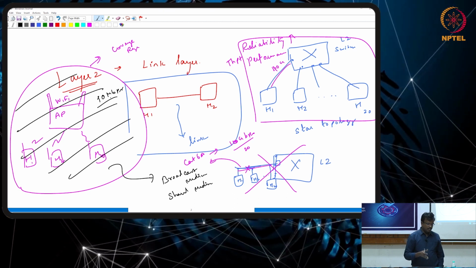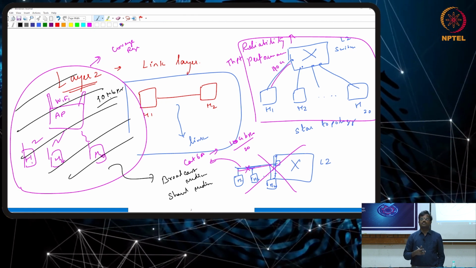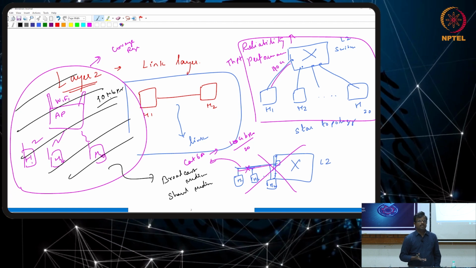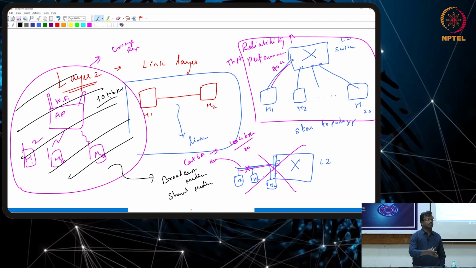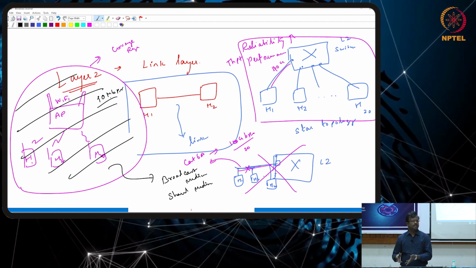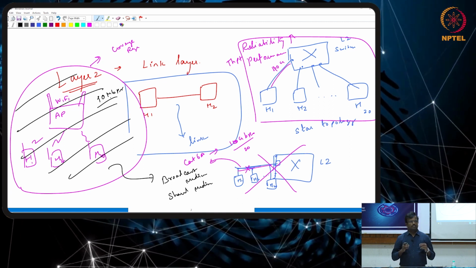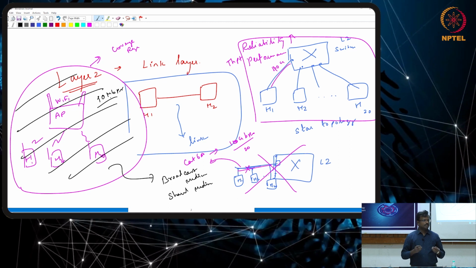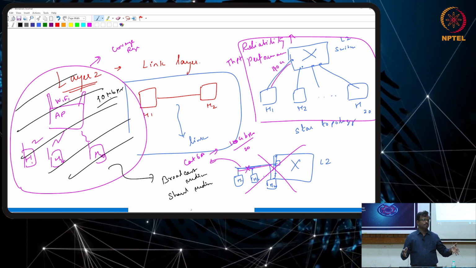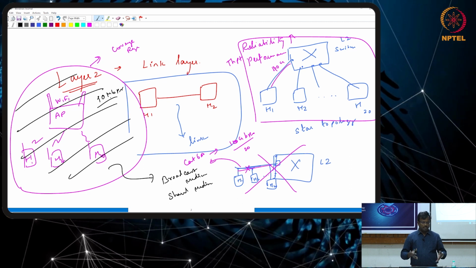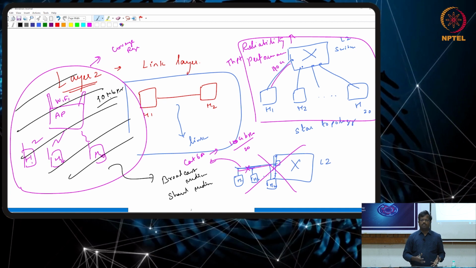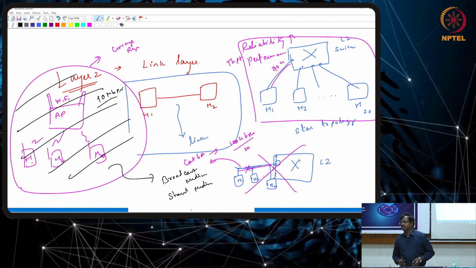What should be the share that each computer should get? Fair share of bandwidth, right? You don't want one computer to be taking 90% of the bandwidth and the rest using the lesser bandwidth. So first things first, every computer should get an equal share of bandwidth. Then when there are 10 laptops in the system, each laptop should get 1 megabit per second. Right? When there are 5 laptops, each laptop should get 2 megabits per second.